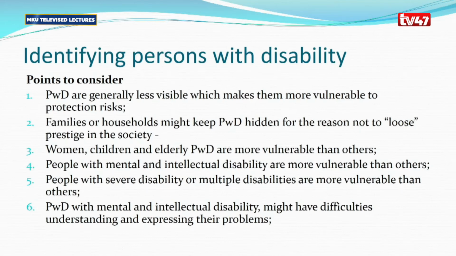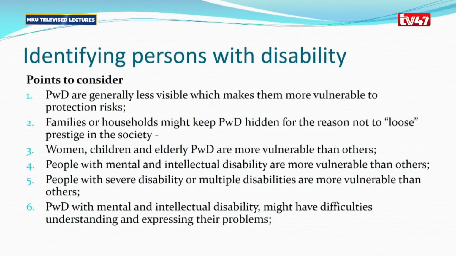Number 3, women and children and the elderly persons with disability are more vulnerable than others. So it's good for us to know that this category of groups, women, children, and the elderly, are more vulnerable than others. Next, people with mental and intellectual disabilities are also more vulnerable than others, because the society has a way of trying to categorize disability. They are saying if you just have one finger chopped off, you are good enough. The person with mental disability is worse. So you see, these are social constructs that we need to get rid of. They are quite negative.